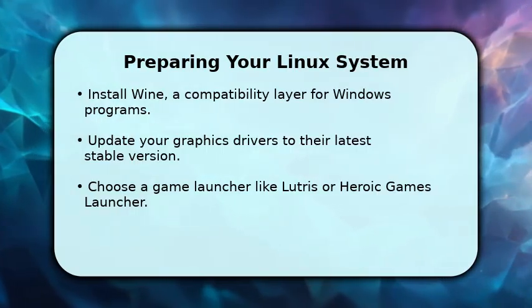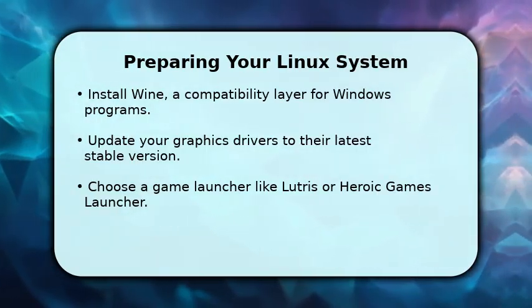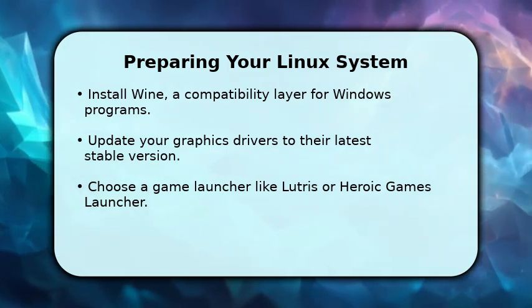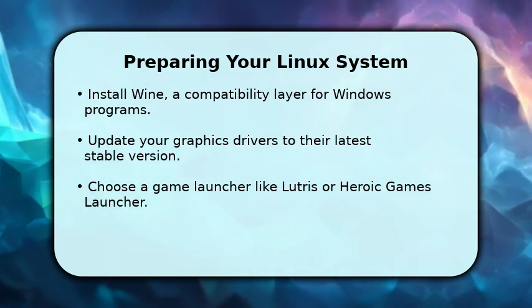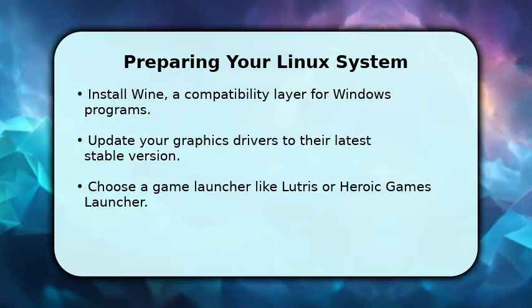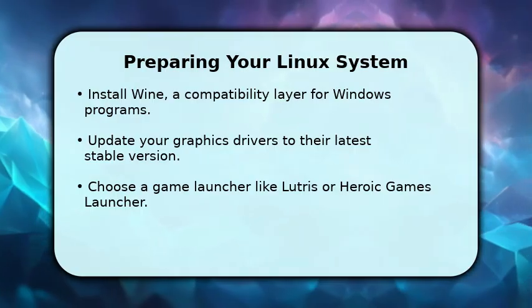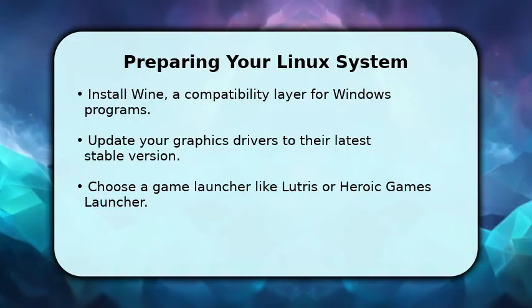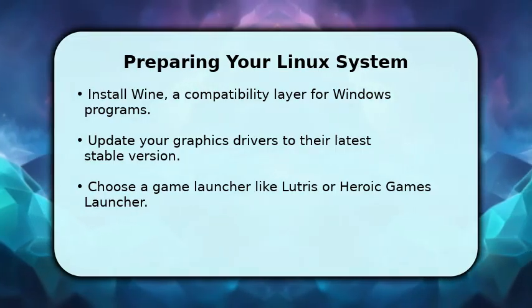First, you'll need to prepare your Linux system. Install Wine, which allows Windows applications to run. Next, ensure your graphics drivers are fully updated for optimal performance. We recommend using a game launcher such as Lutris or Heroic Games Launcher to simplify the process. These tools often integrate Proton GE, which is crucial for running many Windows games smoothly.